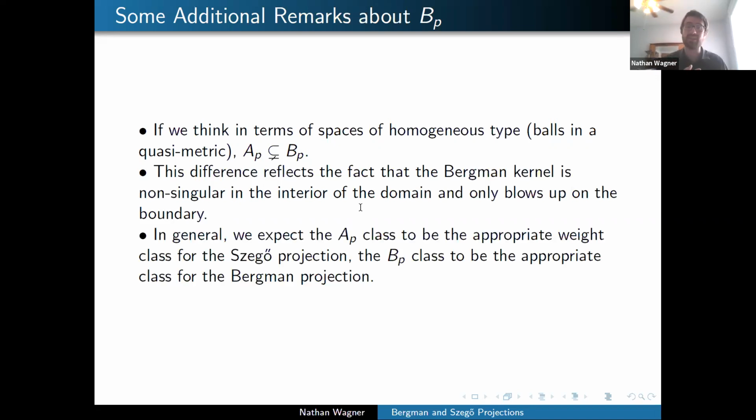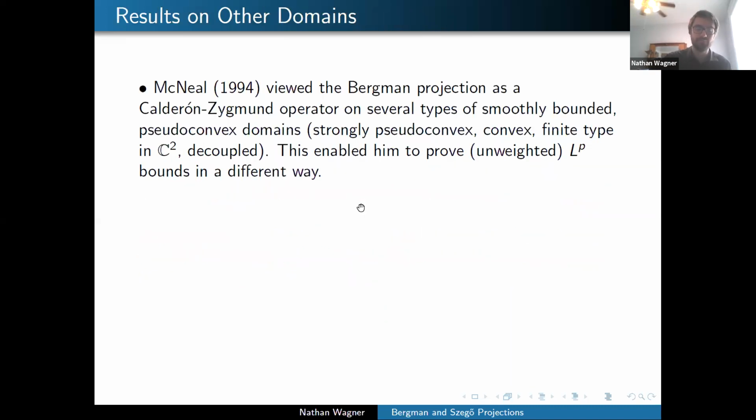And in general, as I said, we expect the AP class to be the appropriate weight class for the Szegő projection, and the BP class to be the appropriate class for the Bergman projection. Okay, so what are some results on other domains?